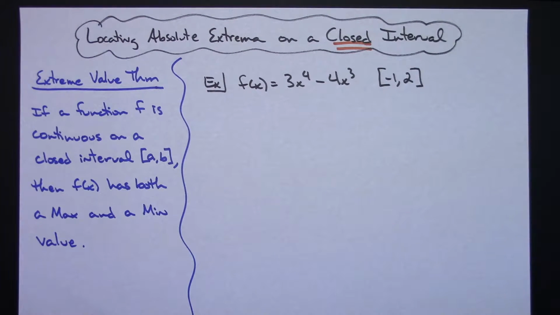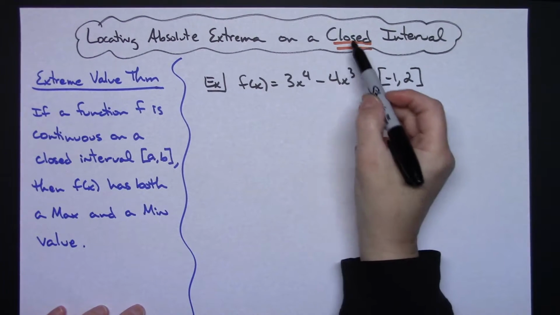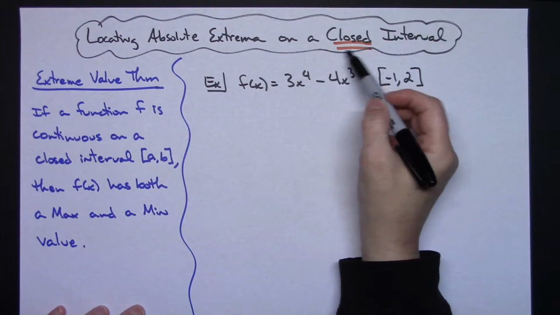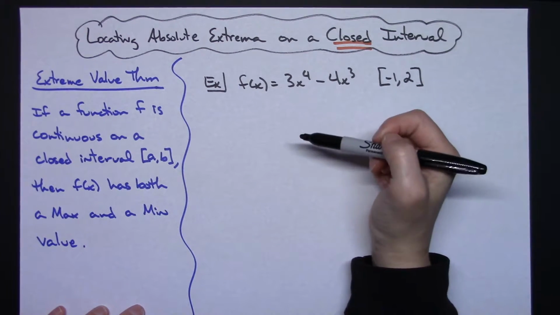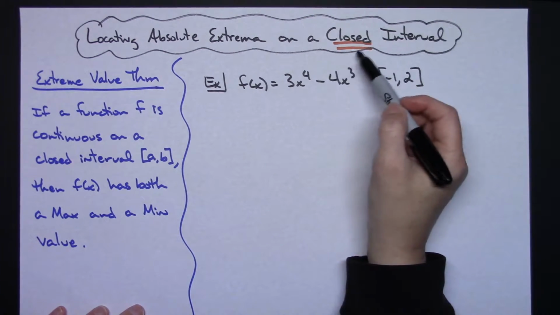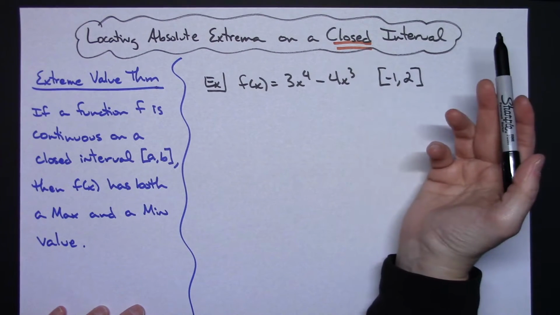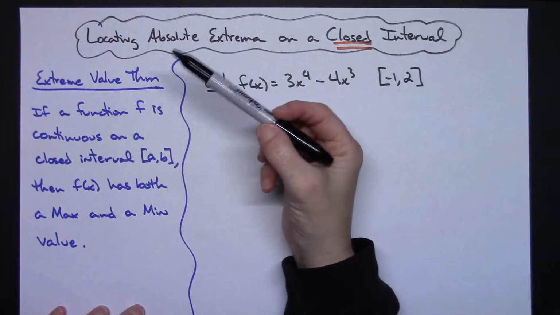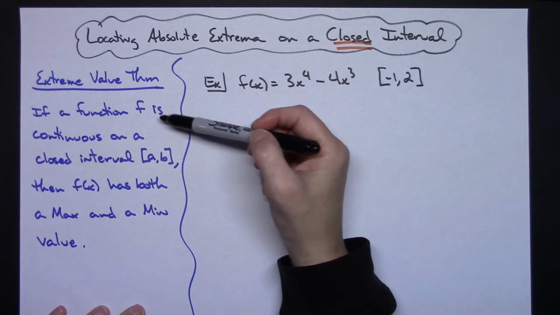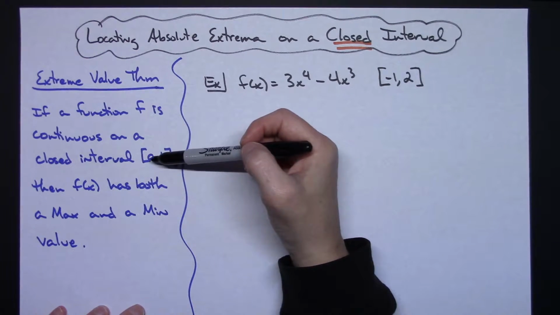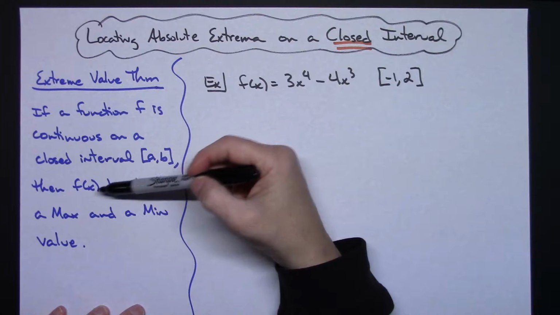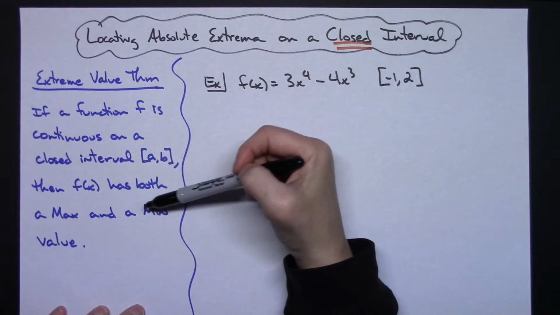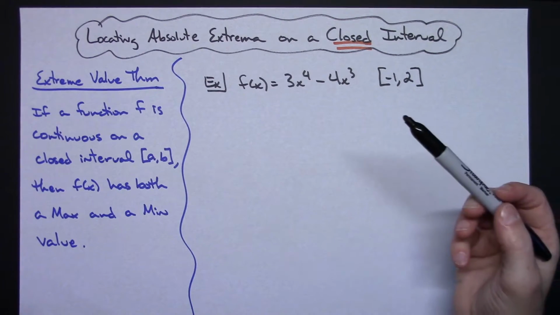In this video, I'm going to be talking about how you would go about locating your absolute extrema on a closed interval. I've emphasized here it's got to be a closed interval. This process will work when you are dealing with a closed interval. Now, we're going to be taking a look at our extreme value theorem. It says if a function is continuous on that closed interval from a to b, then f of x has both a max and a min. So we're guaranteed of a maximum and minimum.